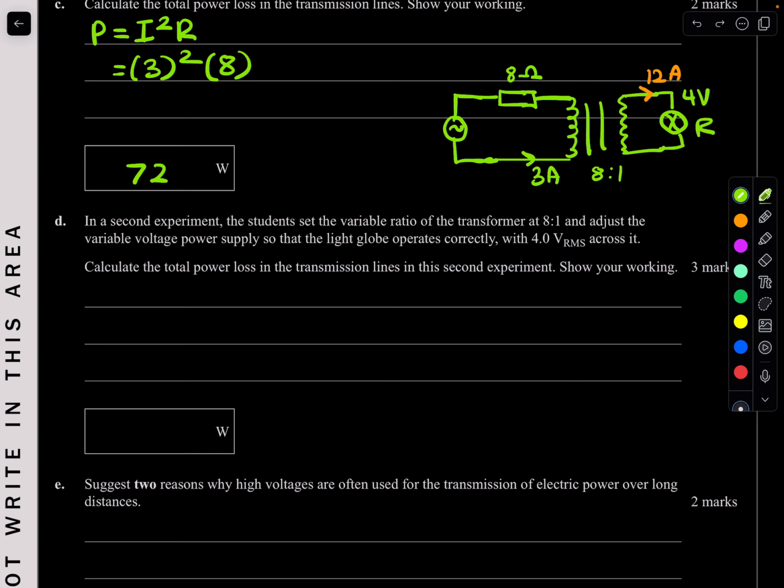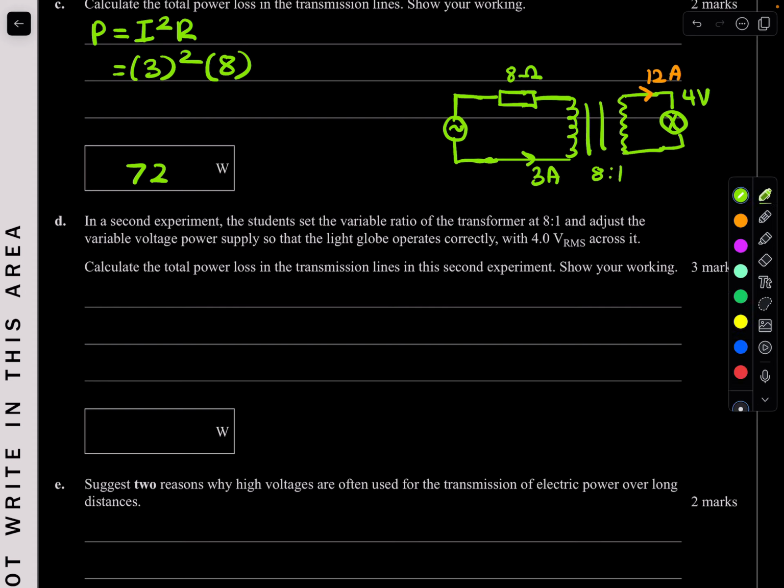If we know the resistance is constant, remember the globe is going to have some resistance, and it's a constant value. And if we're still running at 4 volts, we know about Ohm's law, voltage is equal to current times resistance. So think about it. If your voltage is 4 and your resistance is constant, your current still must be 12. Your current hasn't changed. So we know this current is going to be that.